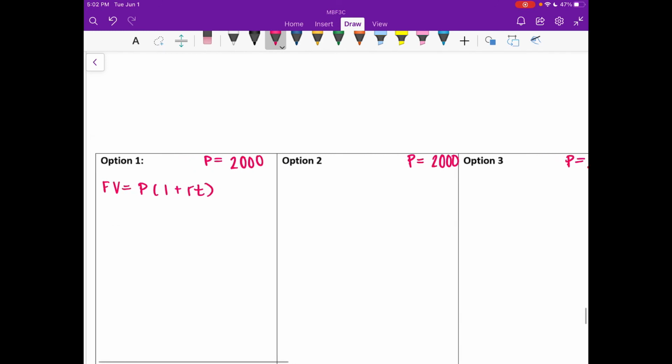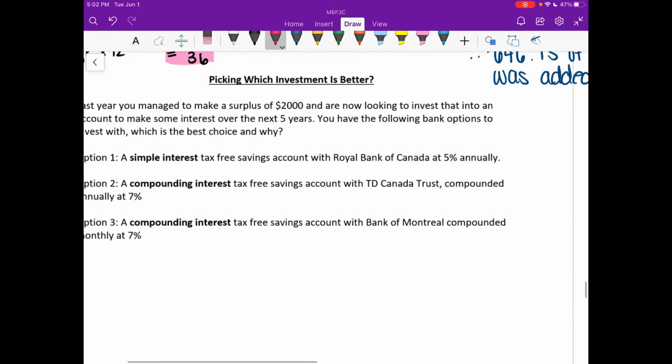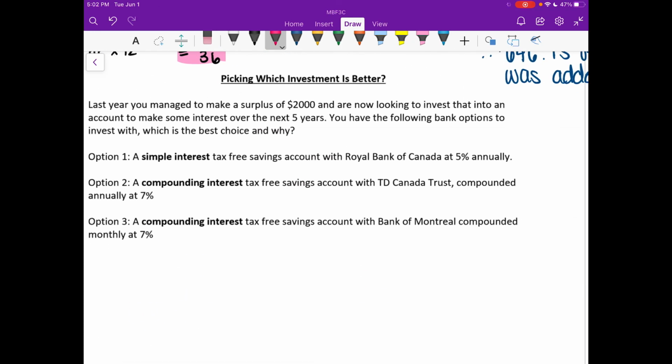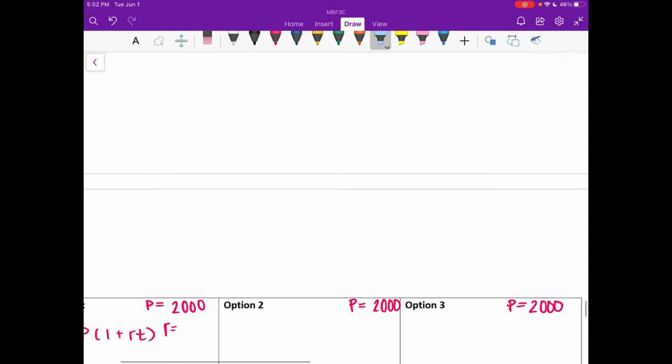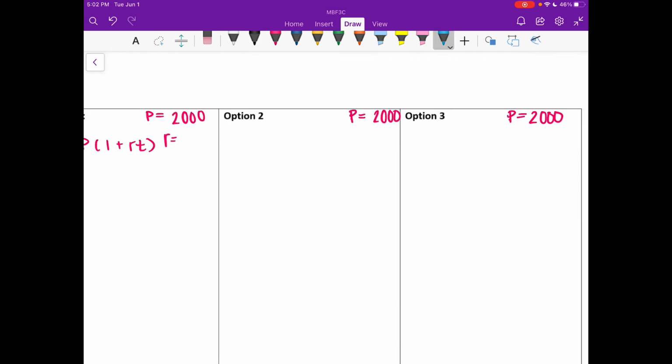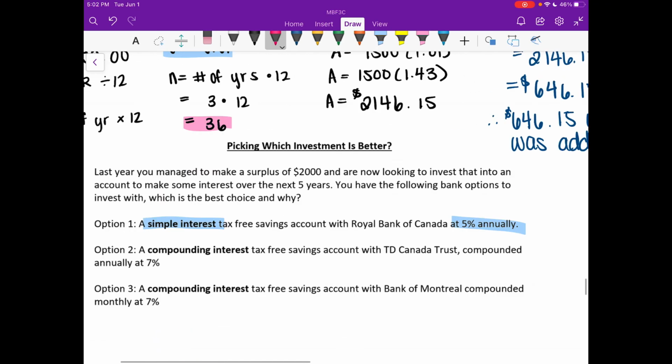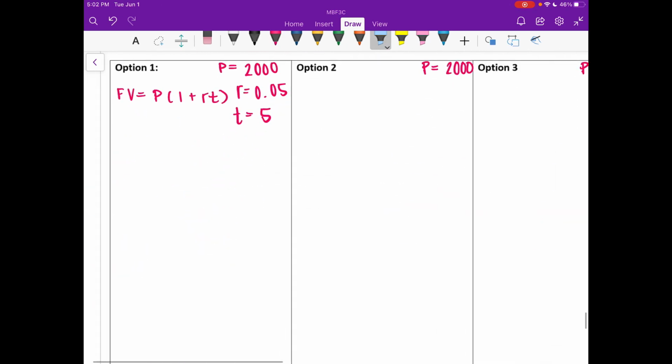Now we want to find out what the rate is. For option 1, it says that it's a simple interest tax-free savings account with Royal Bank of Canada. We know it's simple interest, which is why we're using the simple interest formula, and we're using 5% annually. So we're going to change the rate to 0.05. And it's over the course of 5 years. It just says up here that you want to invest it for 5 years, make some interest over the next 5 years. Okay? So, this one's easy. You're just going to plug it in.